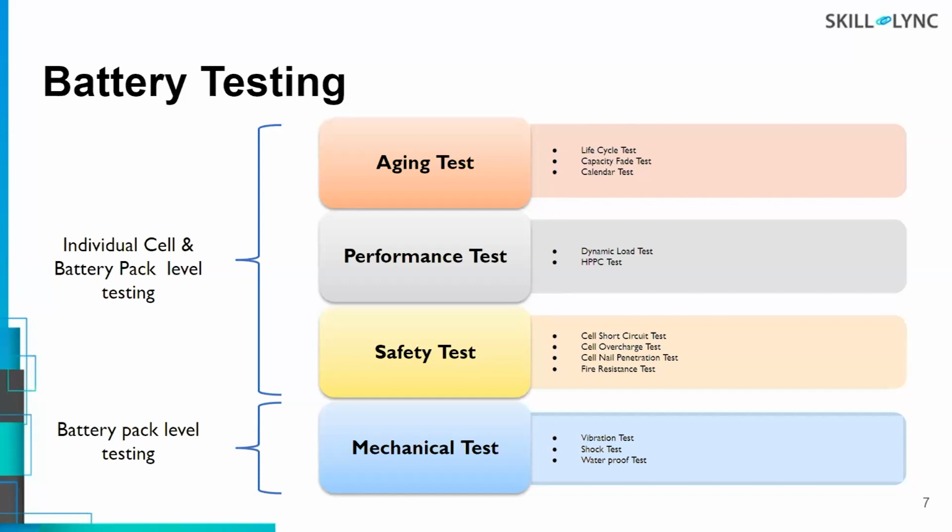Then the vibration test. If you keep having vibration in your battery pack, you have different types of welding, and it should not come loose. You guys know that, right? So you make sure that vibration is not affecting all your connections, your screws, anything. Vibration test, shock test, waterproof test, everything comes under the mechanical test. It will be done only once the battery pack is done.